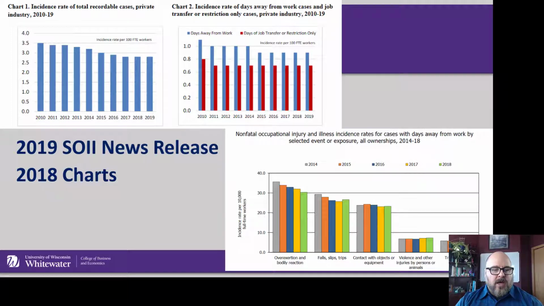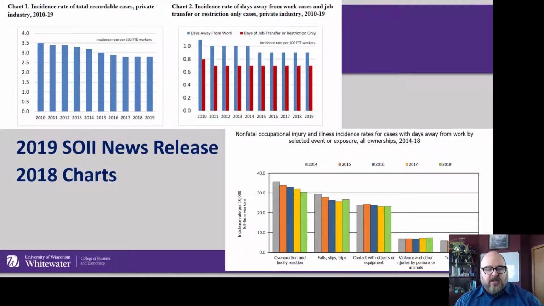Next, we're looking at not only the 2019 news release for the non-fatal injuries, but also the 2018 charts, because they just don't have them out yet. As you can see in the upper left-hand corner, that is for private industry, the total case incidence rate, and it's really leveled off since 2017. Not much of a change. And you'll also see a similar plateauing or leveling off in chart number 2. And these are the more severe cases, the days away and the job restricted transfer.